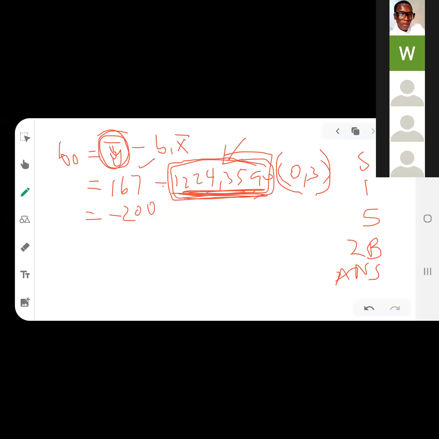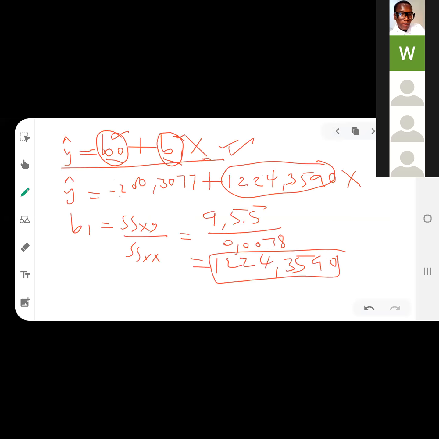Negative 200.3007. Thank you. Let's check if it's the same as what we got. This is what we got before from the calculator before we even embarked on the calculation. So it means that our answer is correct. So you always use your calculator to confirm your answers. So did you understand?